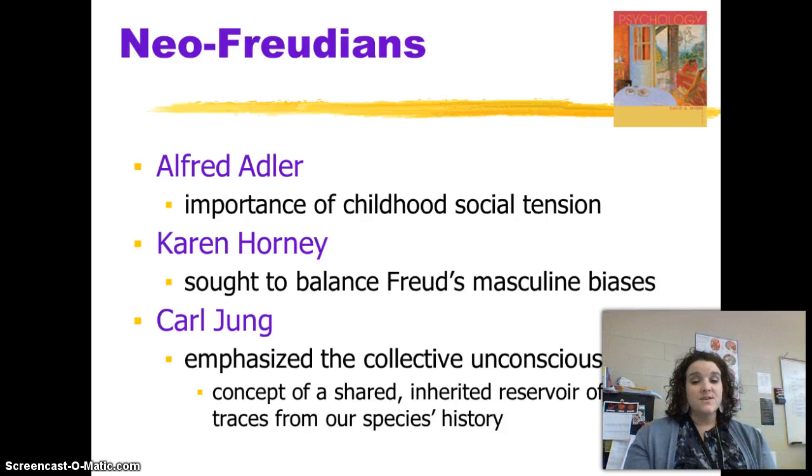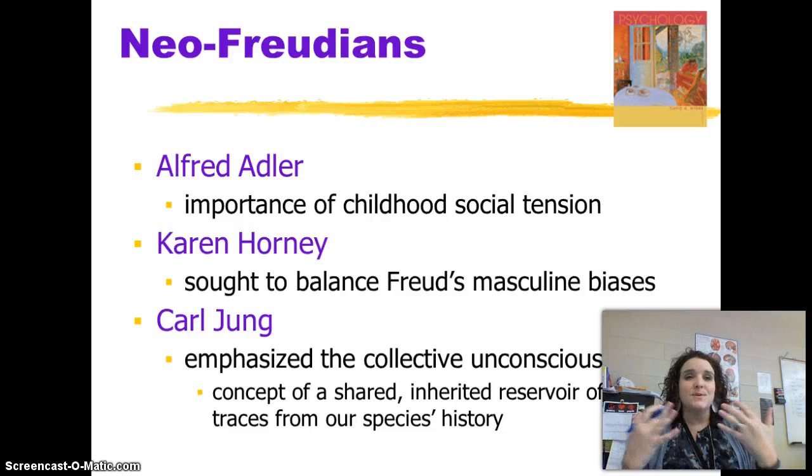And then you have Carl Jung, who emphasized the collective unconscious. He said that we had a shared, inherited reservoir of memory, so that we all had these shared memories. Jung is not so much disagreed with today, but he's been a little bit discredited, though you do need to know who he is. The idea, for example, that mothers are all nurturers is part of our collective unconscious, part of our collective memory.